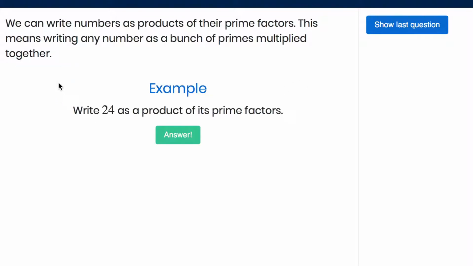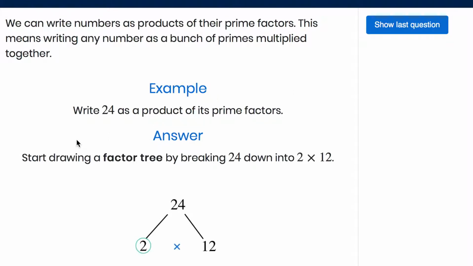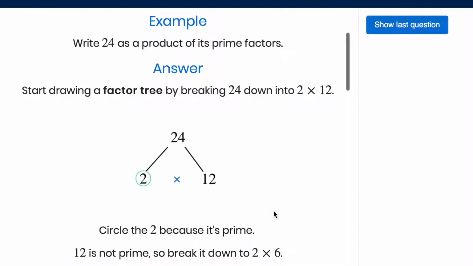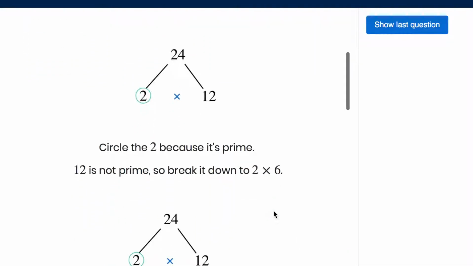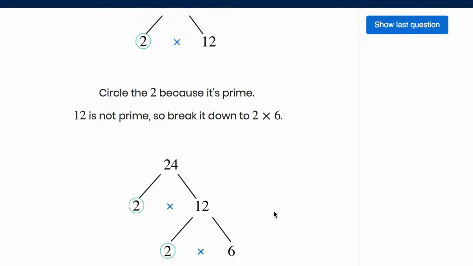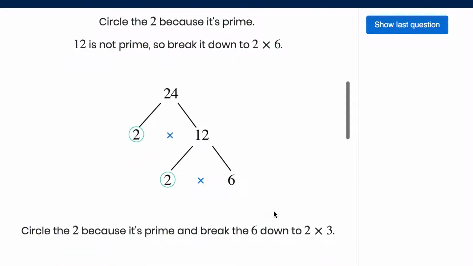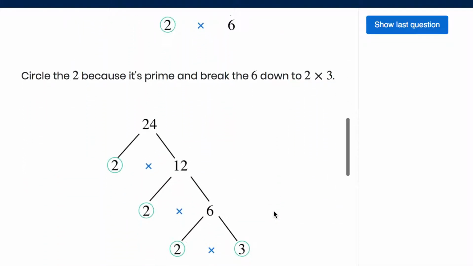Okay, so let's see an example. Write 24 as a product of its prime factors. Let's see the method. We start by drawing a factor tree by breaking 24 down to 2 times 12, drawing a branch to each number. Circle the 2 because it is prime. 12 is not prime, so we can break it down to 2 times 6. And we do that by drawing branches to each number. Again, we circle the 2 because it is prime, and we can break the 6 down to 2 times 3. And these are both prime, so we can draw circles around them too.